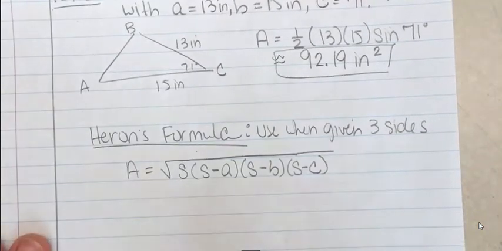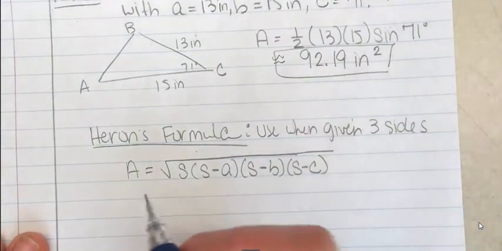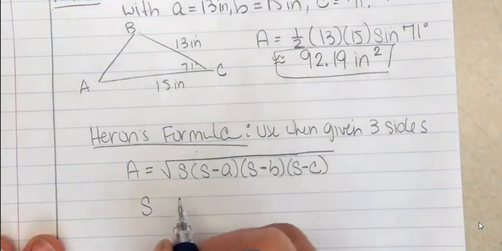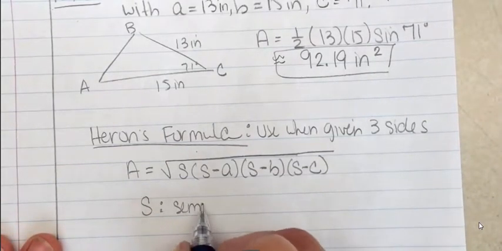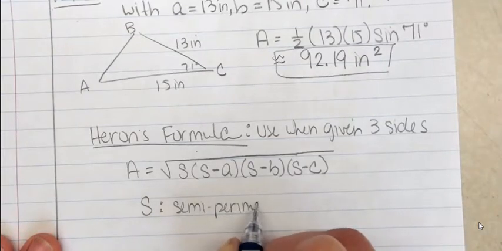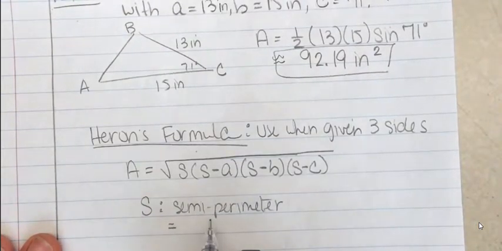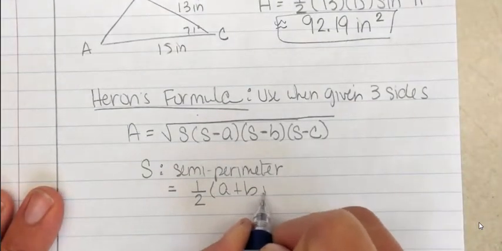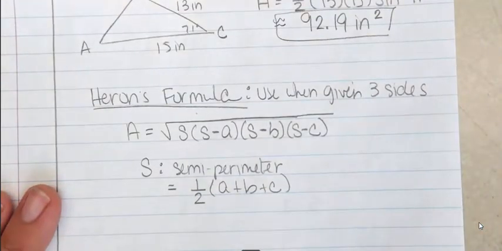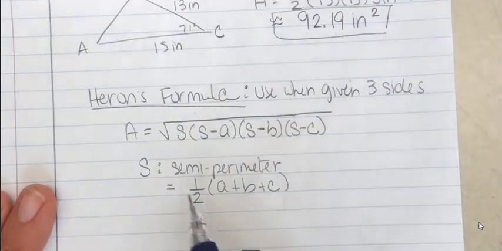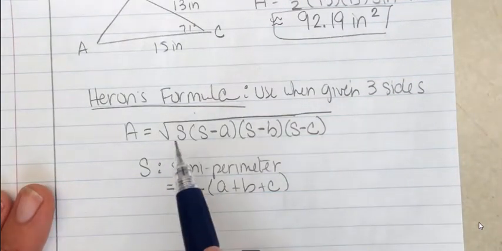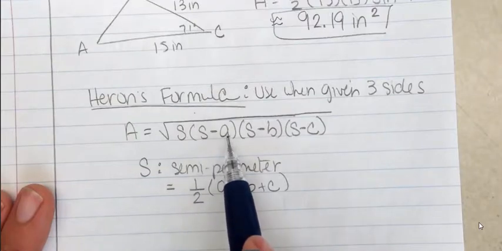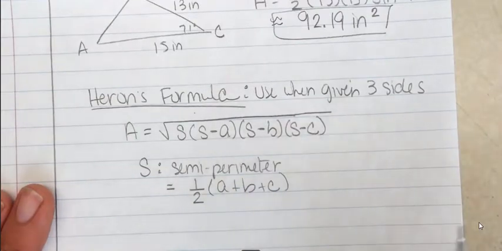Okay, so what is S? S is something that we call the semi-perimeter. And it's really simple, it's half the sum of all the sides. Hence, semi-perimeter. Okay, so it's that easy. So the first thing you want to do is find your semi-perimeter, then you just plug in your semi-perimeter along with each side. It's that simple. So let's go ahead and do an example like that.